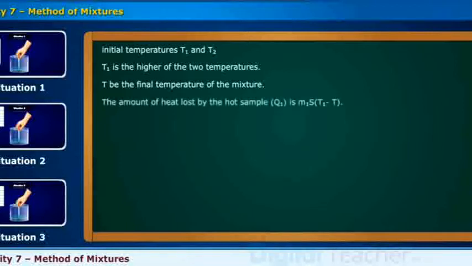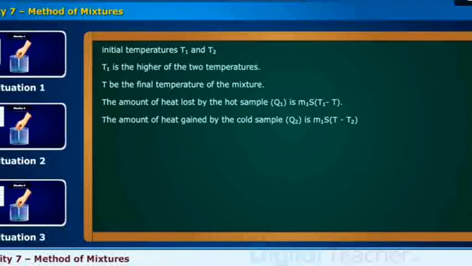The amount of heat lost by hot sample Q1 is M1S into (T1 minus T). The amount of heat gained by the cold sample Q2 is M2S into (T minus T2). As heat lost by the first sample is equal to the heat gained by the other sample from law of conservation of energy, Q1 is equal to Q2. Then it can be written as M1S into (T1 minus T) is equal to M2S into (T minus T2).